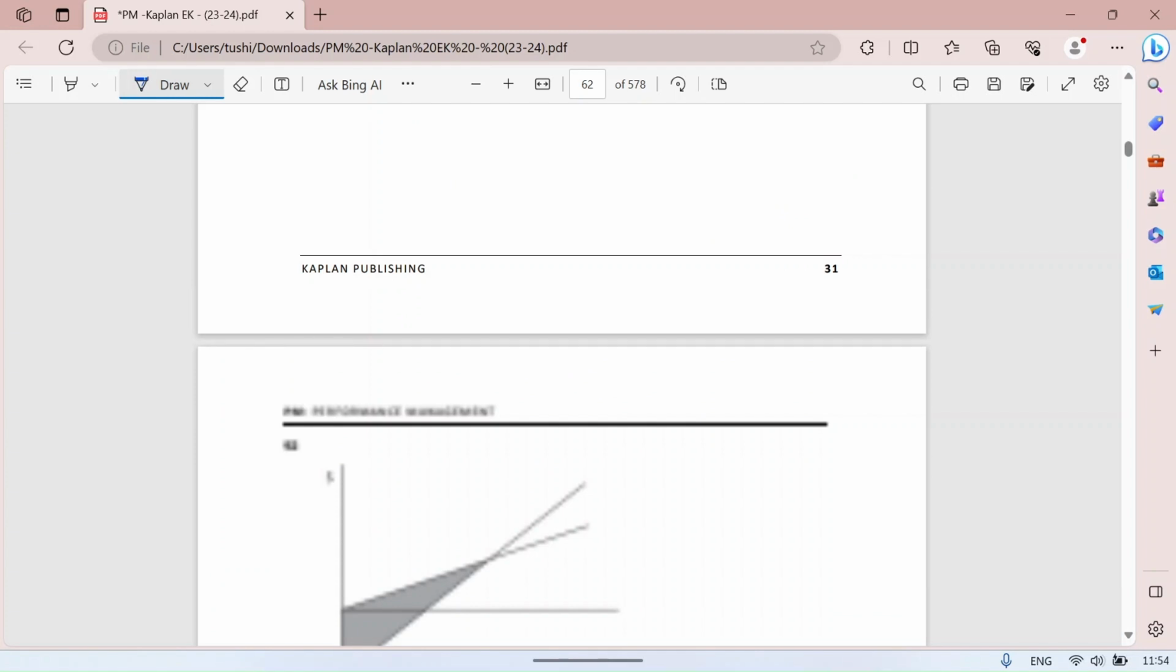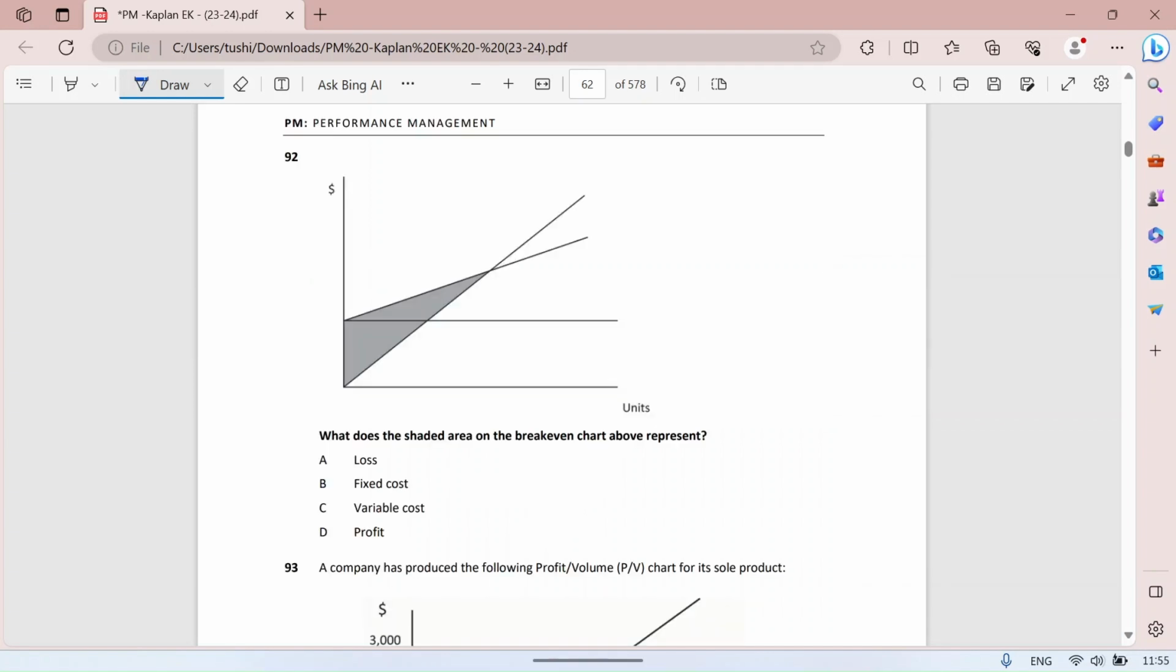All right, this is a graph question. We have to tell what the shaded area on the break even chart above represents. I can see that this starts right from zero. This line over here is nothing but our fixed cost. And then over here we have our total costs and also our variable costs. So we have to tell what the shaded area is representing.